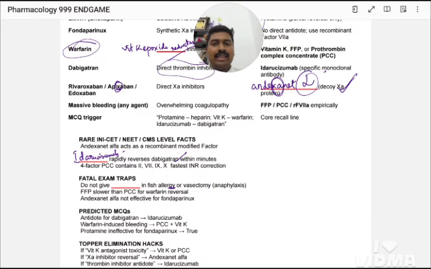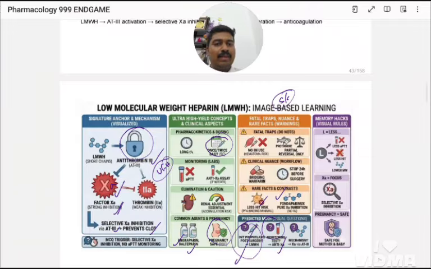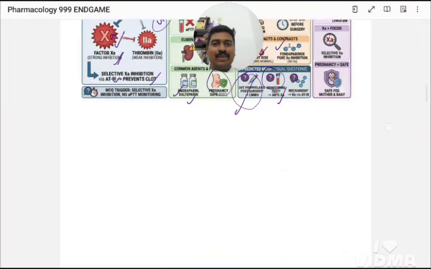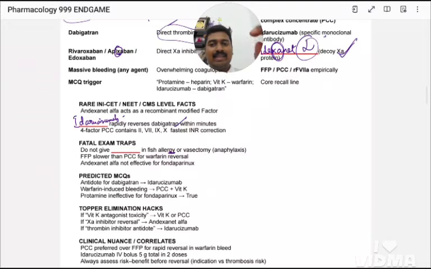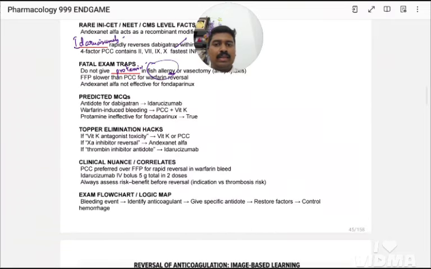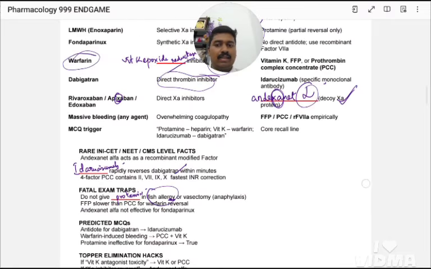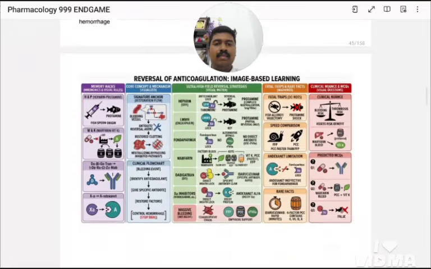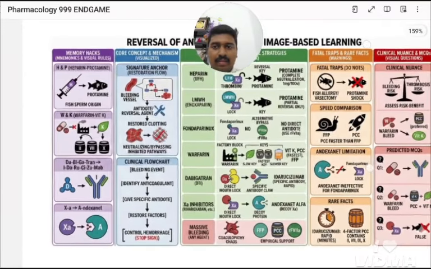In case of fish allergy, that's why you'll see that for protamine we have this fish symbol, because it is derived from fish. So in case of fish allergy, we don't give protamine. This is a rare question that can be asked, not a common question. So I think I have answered everything. This is the reversal of anticoagulation.